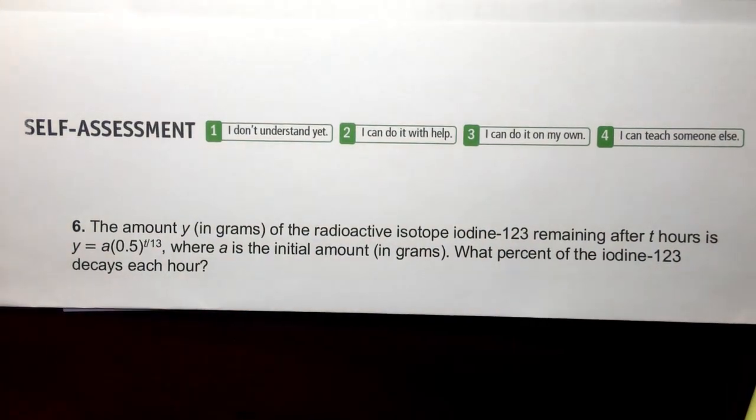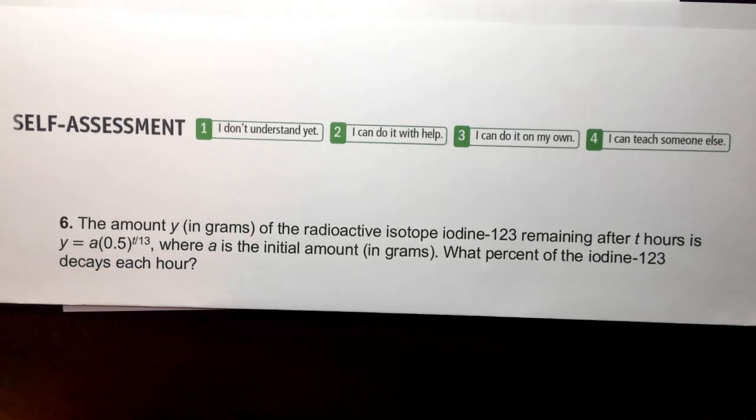All right, so the amount Y in grams of a radioactive isotope iodine-123 remaining after T hours, and they give you that, where A is the initial amount in grams. What percent of the iodine-123 decays each hour? So it's very similar to what we just did, so please give it a try. Pause now. Try it in your notebook.